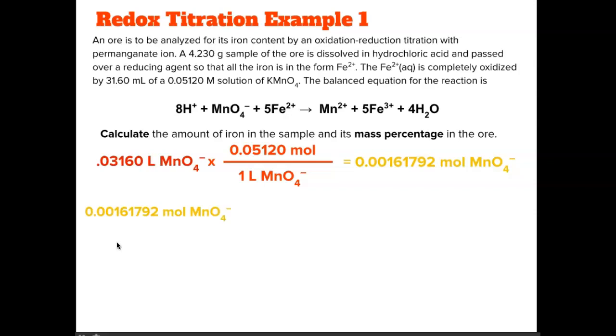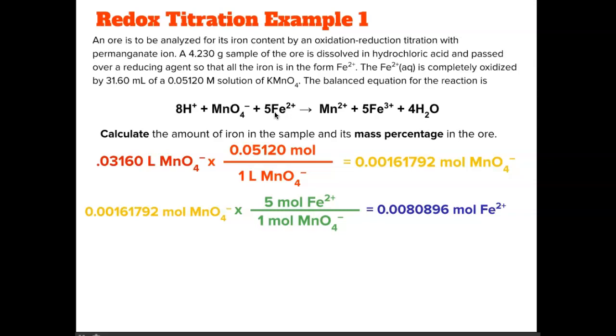So now that I know how many moles of permanganate ions, I need to know how many moles of iron would go with that. So I'm going to make a mole ratio based on the balanced equation above. I know that for every 1 mole of permanganate ions, I require 5 moles of iron ions. So using that mole ratio, I know that I have 0.008086 moles of iron ions in that sample.